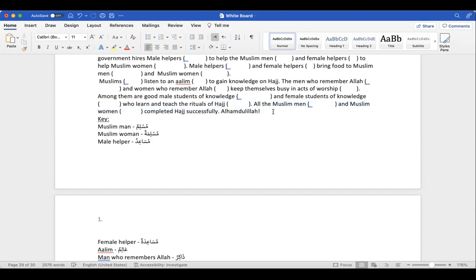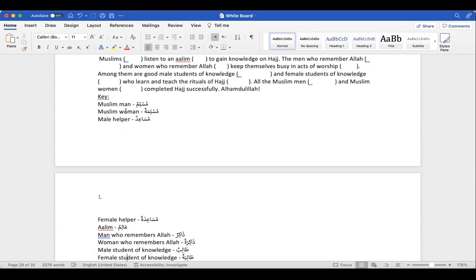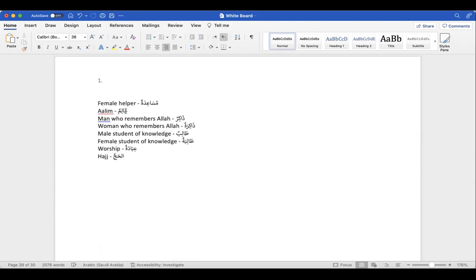Now, all the Muslim men and Muslim women completed the Hajj successfully. So what will they be here? Muslimuna, and Muslimatun. Okay, this was just a little bit of exercise. In the Quran also, inshallah, let me share this first. Let's stop here.